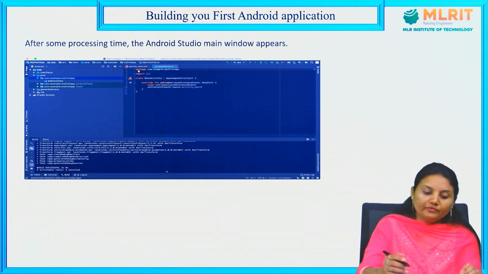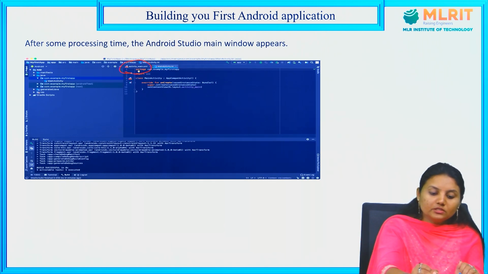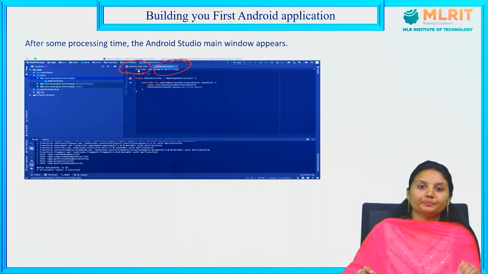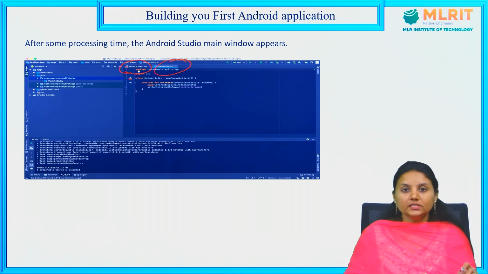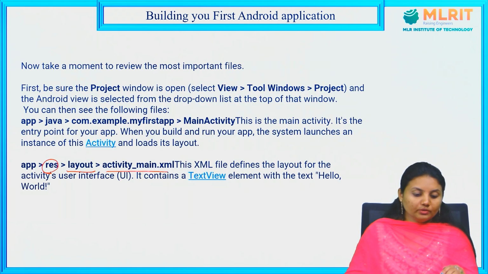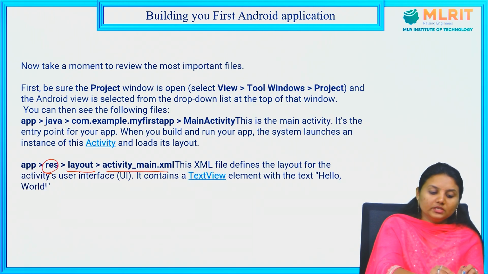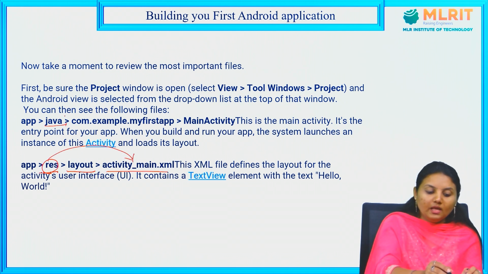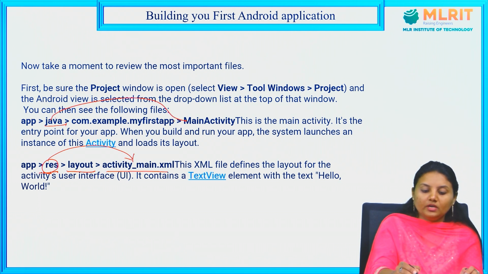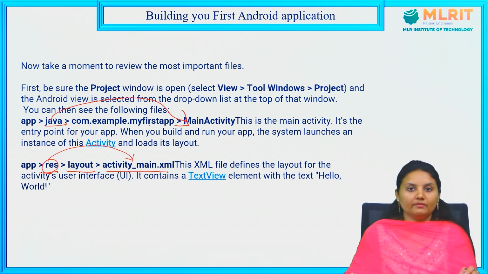So there are two different editors. One is activity_main, the other one is MainActivity.java. So these two are the editors, one for the XML part and one for the Java part. And these two you can customize, one by using Java, the other by using the resources. Under the resources, you will find this activity_main.xml. Under Java, you will have the MainActivity of your my first app.